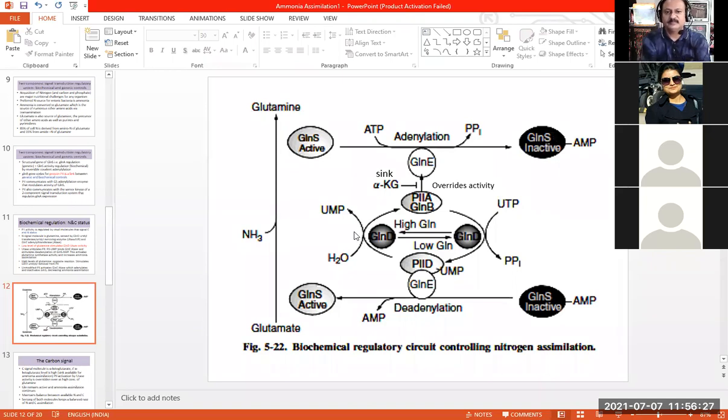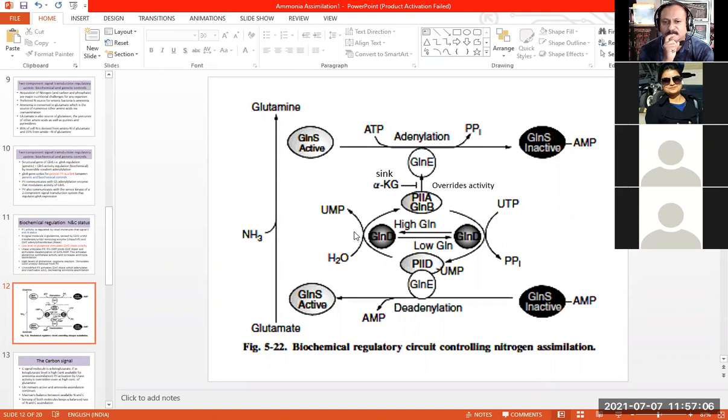This entire process is the formation of glutamine from glutamate. First, glutamate formation takes place from alpha-ketoglutarate in the presence of ammonia plus NADPH. And from this reaction, glutamate is produced. This entire process depends only on the activation and deactivation of glutamine synthetase by the GLNE enzyme.